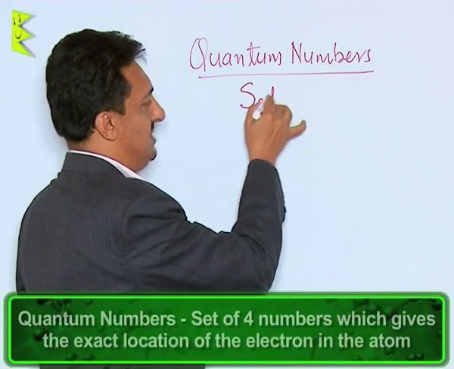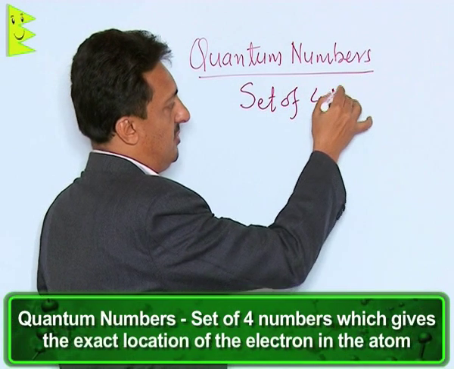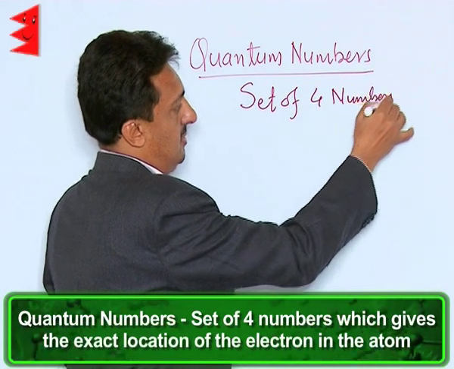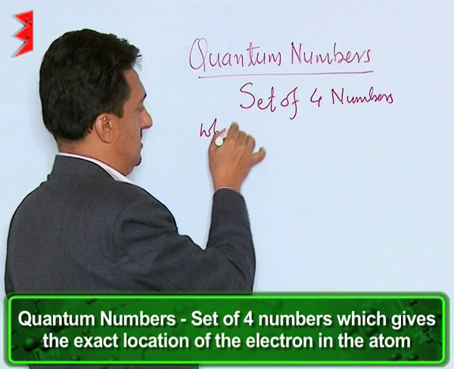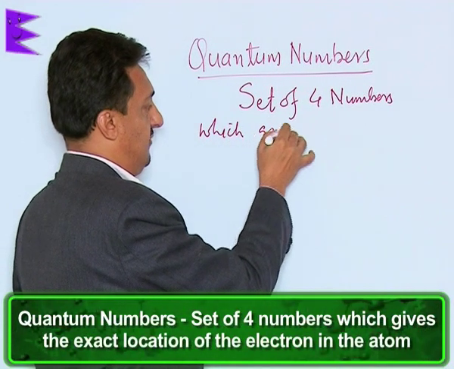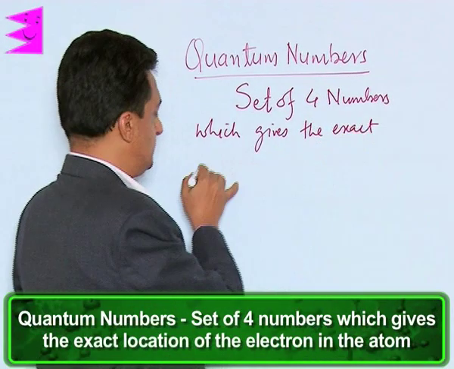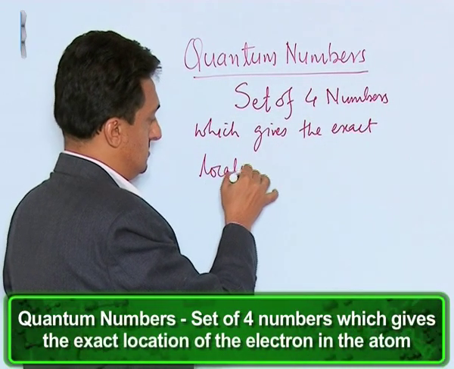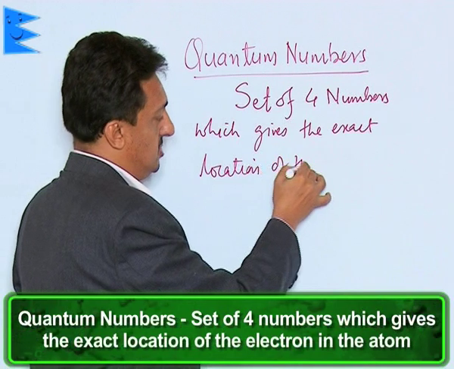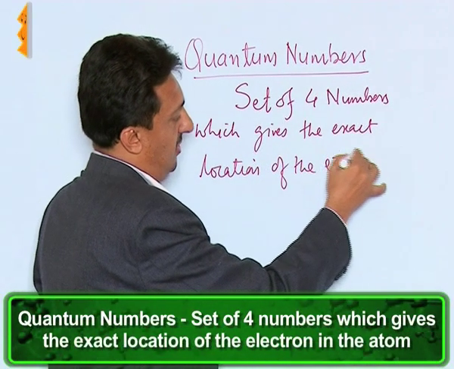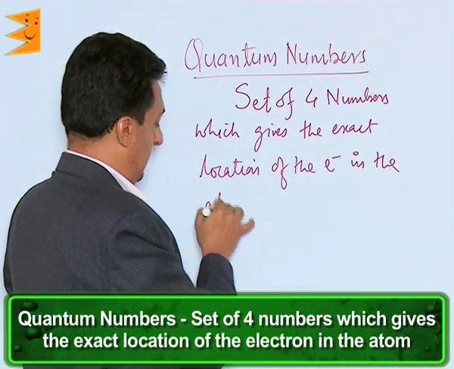Quantum numbers are a set of four numbers which give the exact location of the electron in the atom.